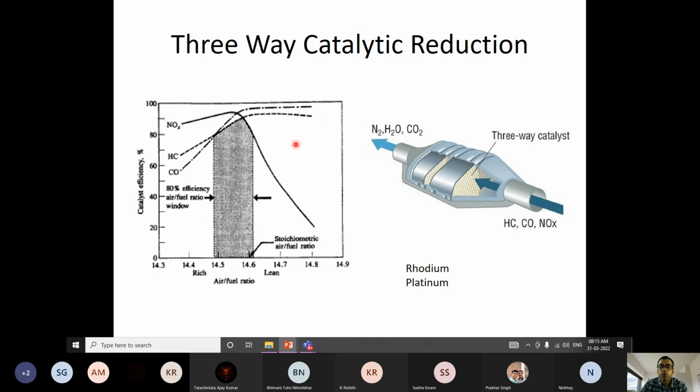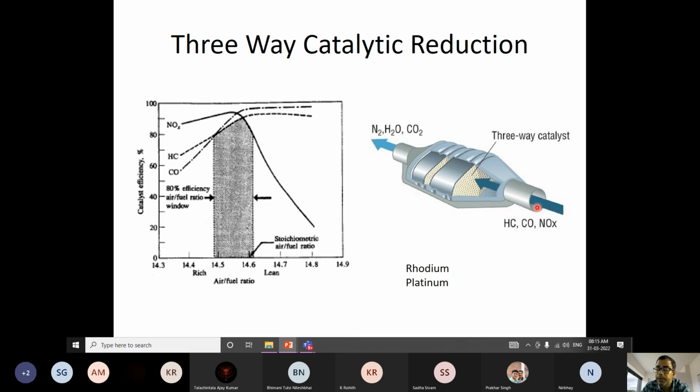So this three-way catalytic converter, TWC, is used in the SI engine to reduce HC, CO and NOx simultaneously. Since TWC is used to take care of these three pollutants, HC, CO, NOx, therefore it is called three-way catalytic converter.